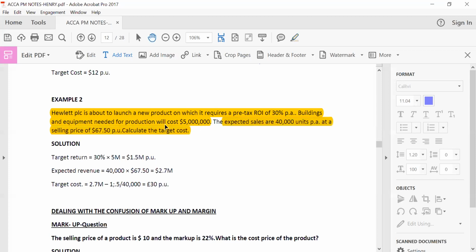Calculate the target cost. Now, this is where we are using ROI, return on investment. And ROI, return means what? Profit. So I estimate my ROI. The return here is 30%. It is on the investment. The investment here is the 5 million. So the investment was in building and equipment, which is an asset. We can invest into an asset, right? So 30% times 5 million will give us 1.5 million.